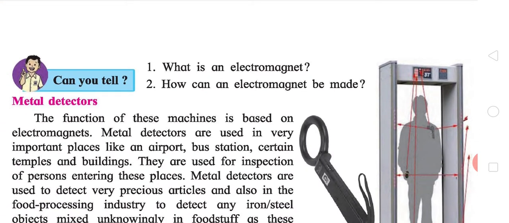Heading: Can you tell? One, what is an electromagnet? Two, how can an electromagnet be made?